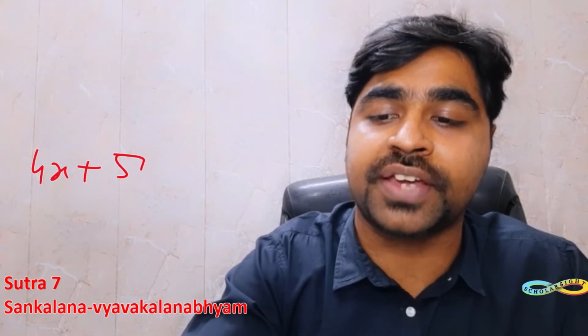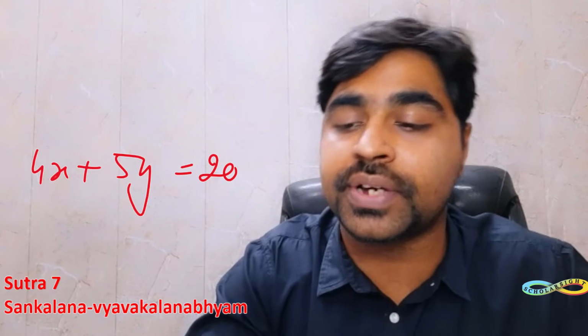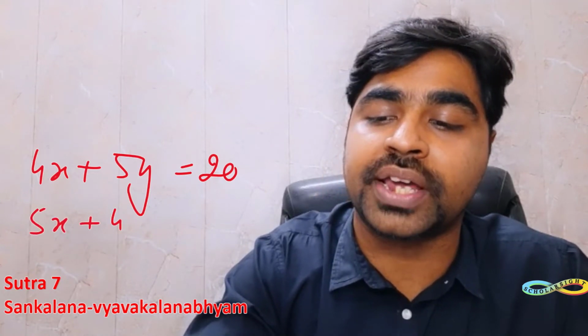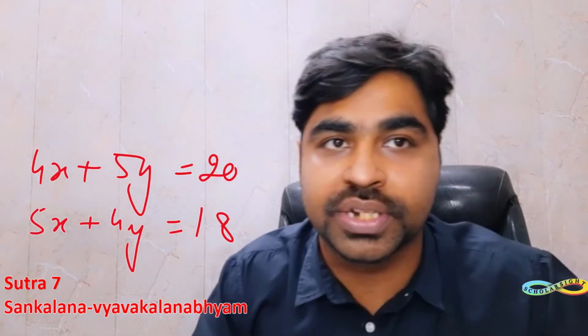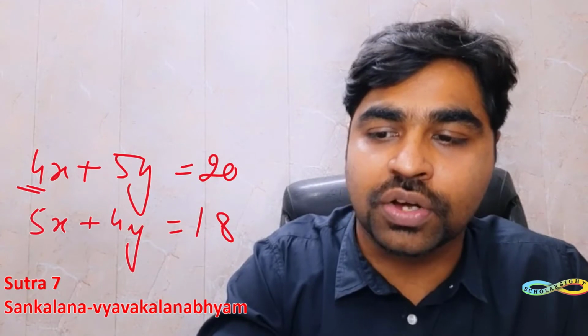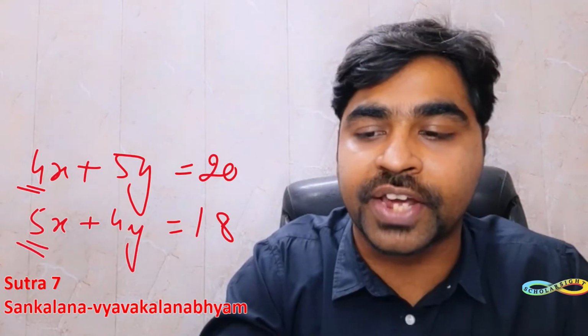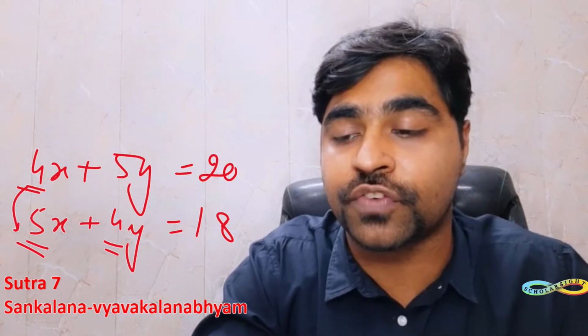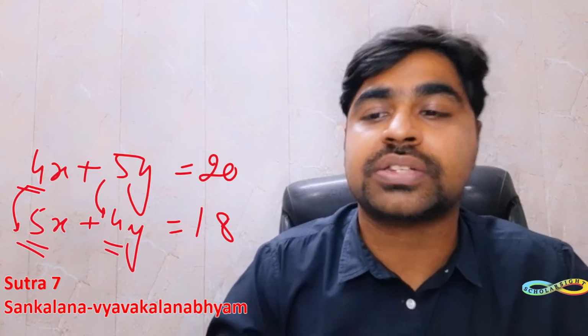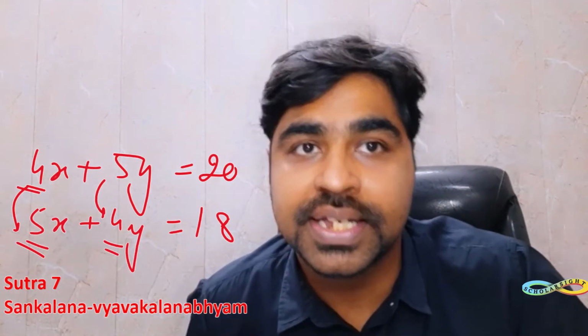When we have to solve two linear equations and the coefficients of the variables are interchanged in both of them. For example, if one equation is something like, as I mentioned, 4x plus 5y is equal to 20, and the second one is 5x plus 4y is equal to, let's say, 18. Then we will use this kind of equations because the coefficients 4, 5 got reflected into 5, 4, right? First the coefficient of x was 4, then it became 5, and similarly, first the coefficient of y was 5 and then it became 4. So in such situations, we will be using sutra number 7.